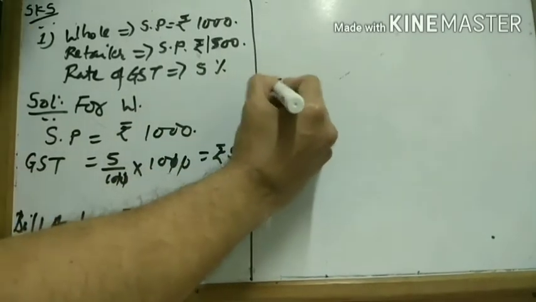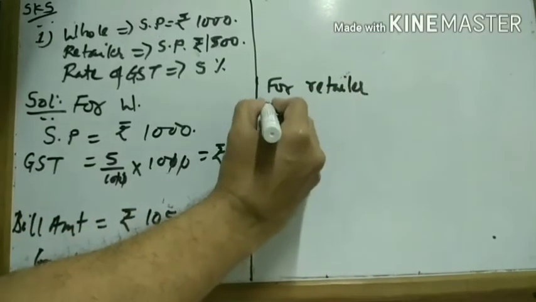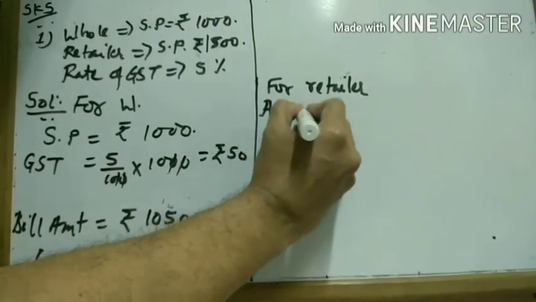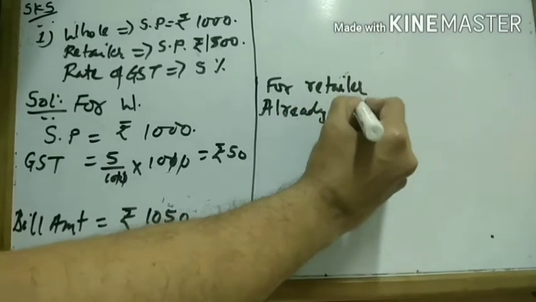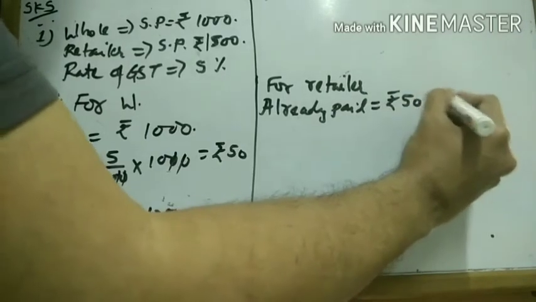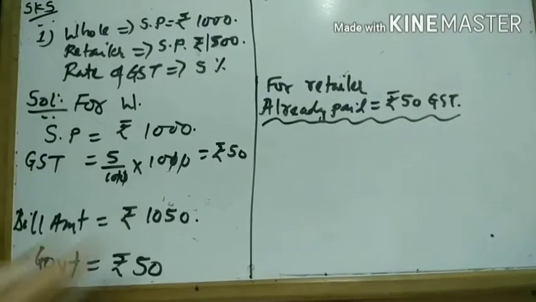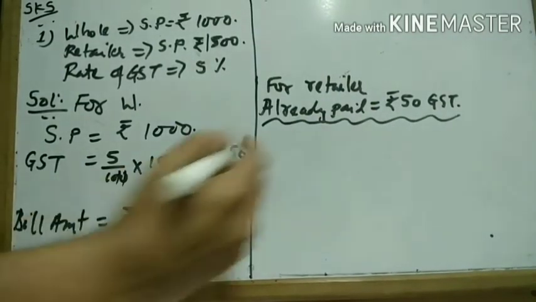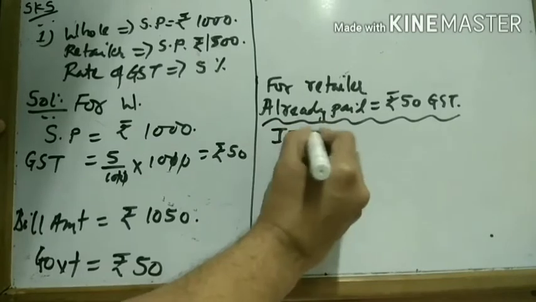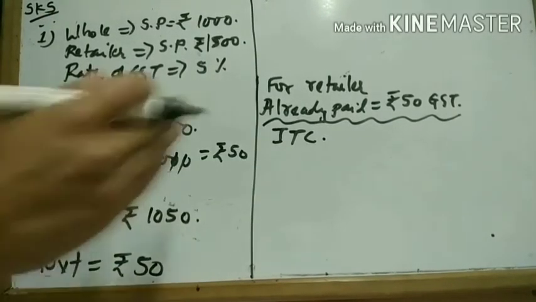Now for the retailer, what happens? For the retailer, he has already paid rupees 50 as GST. This already paid, I have written for our understanding. This will be technically called ITC, that is income tax credit. Sorry, not income tax, input tax credit. Fine, I said income tax credit, it is input tax credit.